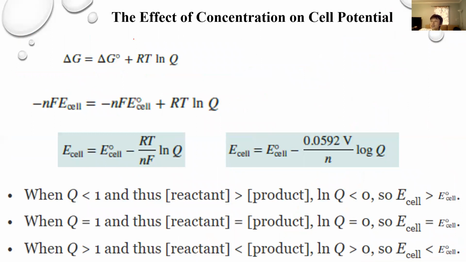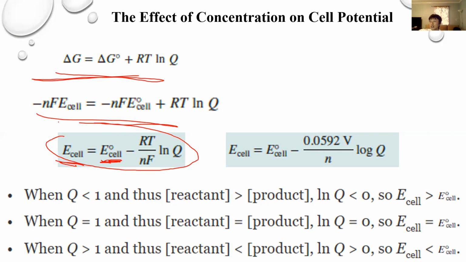And the last one is the effect of concentration on cell potential. That means when you have a non-standard state, when the electrolyte solution is no longer 1 molar, the cell potential is different from the standard cell potential. You can use the Nernst equation to calculate the non-standard cell potential based on the standard cell potential and the reaction quotient. When Q is equal to 1, the cell potential is equal to the standard cell potential.